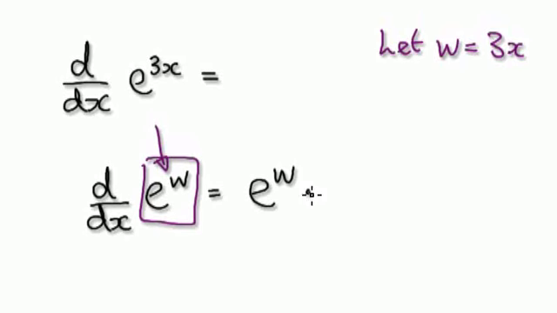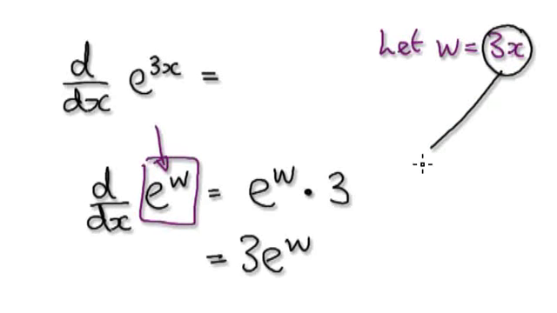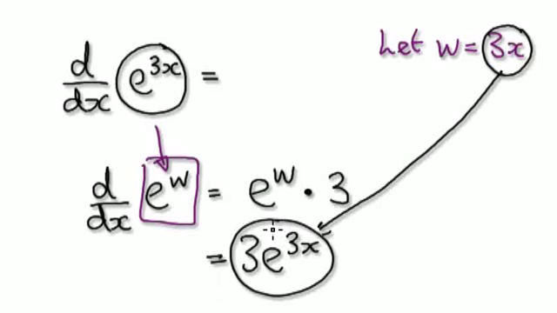Now we've got to times it by dw by dx here. This is us using the chain rule, so this will be times 3. So that's the same as 3e to the power of w. But don't forget w here is 3x here. So that's w there. We can change it to 3x here. So look at this. When you differentiate this, it gives you this.